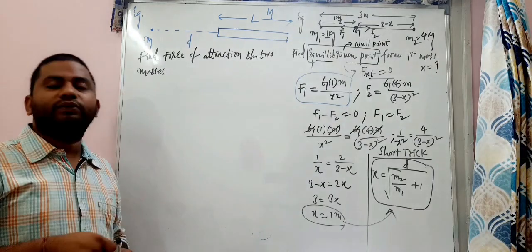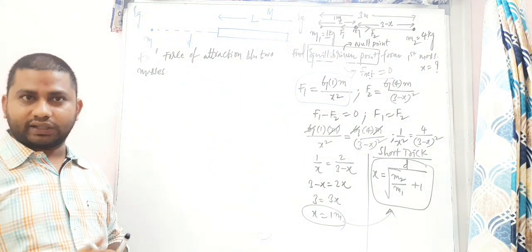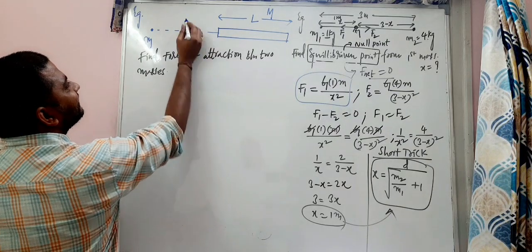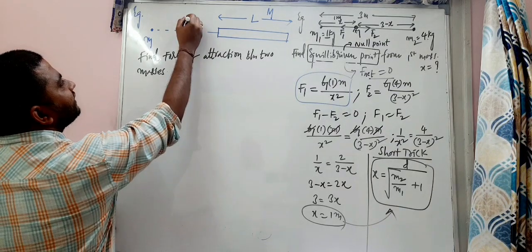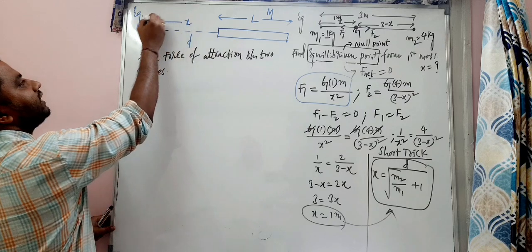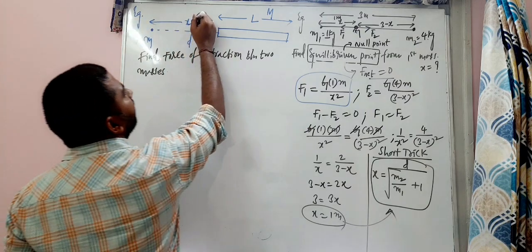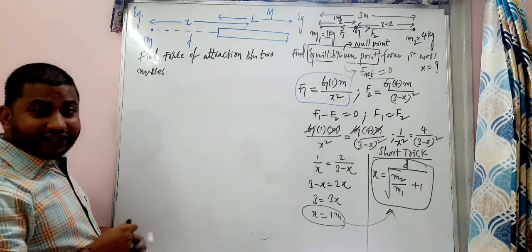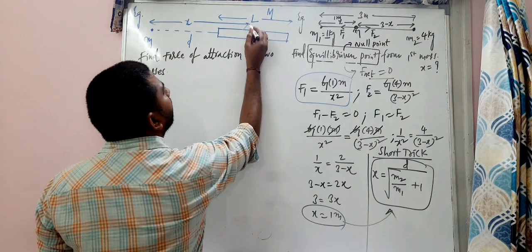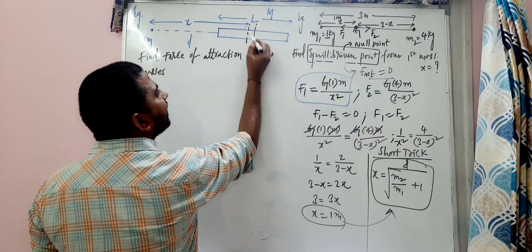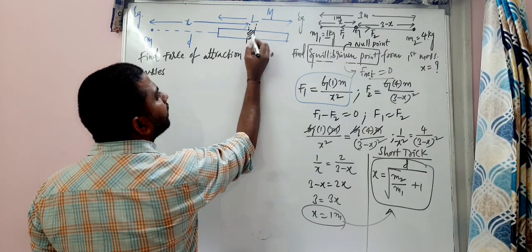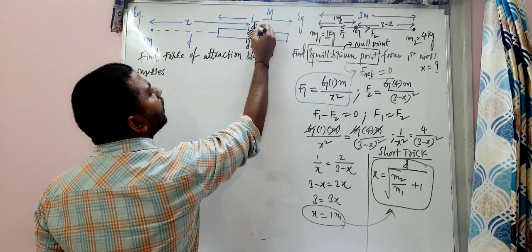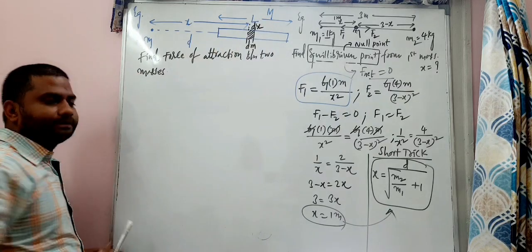When they are not point masses, how should we solve these questions? Let's see. At some distance x from the initial mass, we need to consider a small mass element dm, which has a small length element dx.